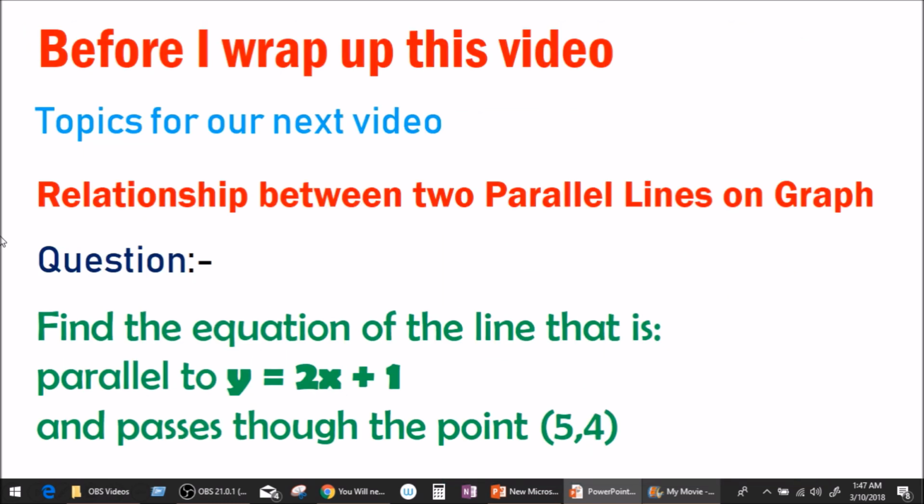Before I wrap up this video, let me tell you the topic for our next video. In our next video, we will study the relationship between two parallel lines on a graph, and we will do this question where we will find the equation of a line that is parallel to y equals 2x plus 1 and passes through the point (5, 4).